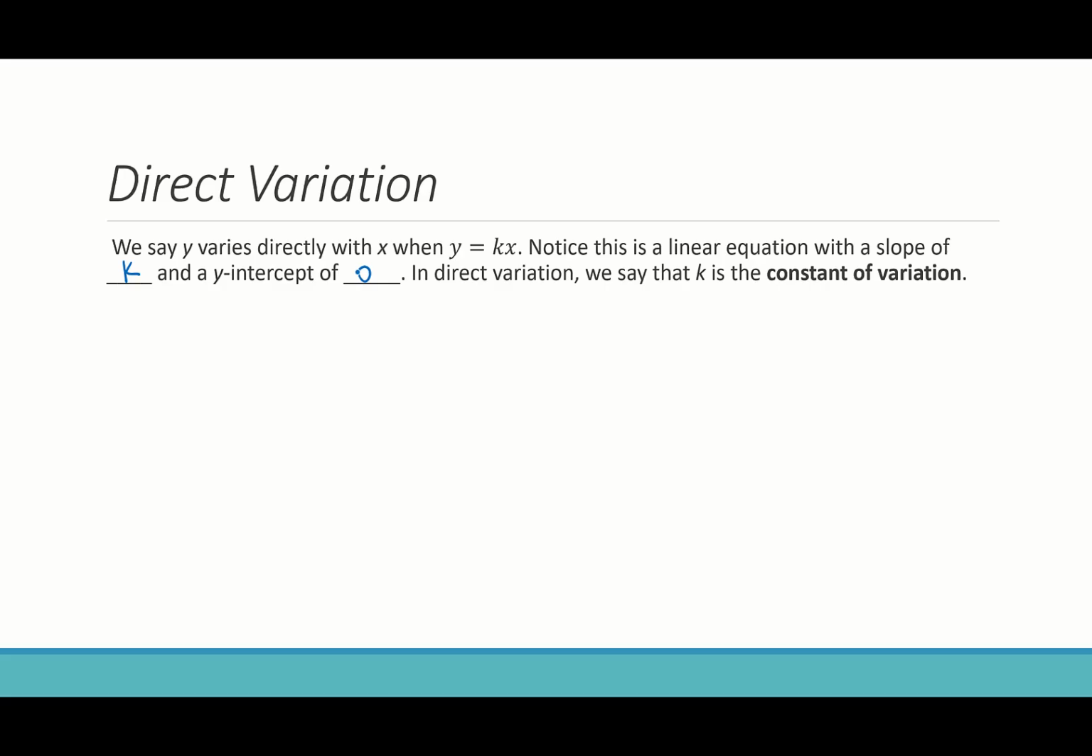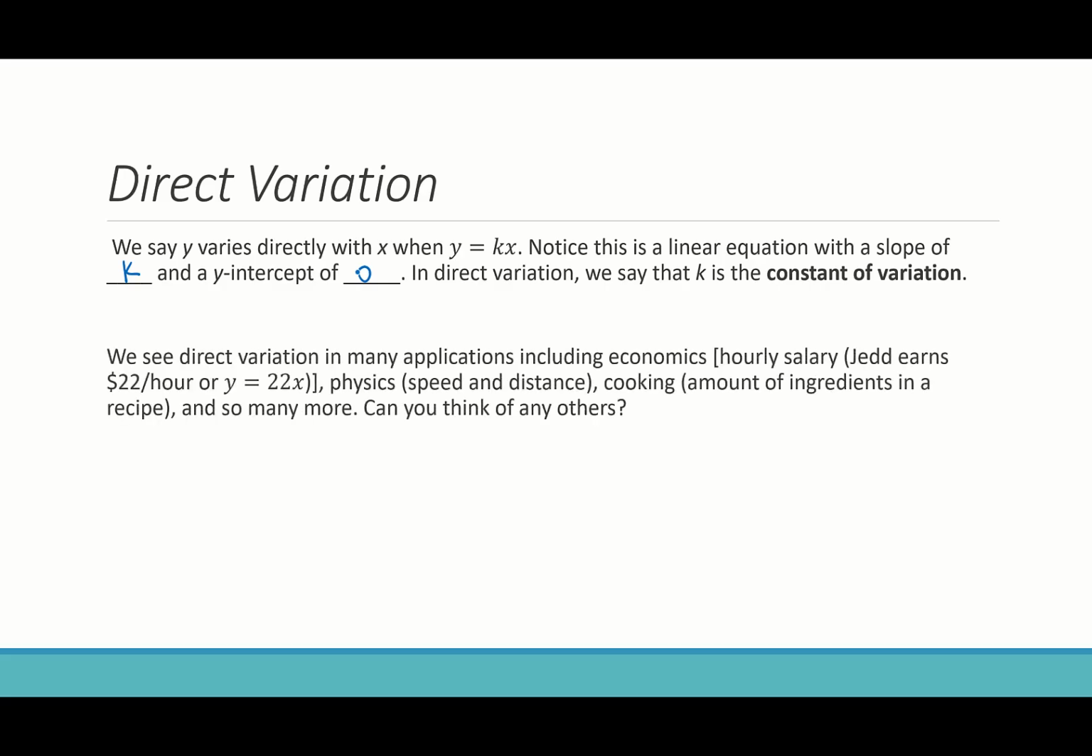In direct variation, we would say that k is the constant of variation. So linear equation, we call it the slope. Direct variation, we call it the constant of variation. We see direct variation in so many places in the real world, including economics. And the first example that comes to my mind is an hourly salary, right? So if you work 10 hours and your pay scale is $22 an hour, you're getting 22 times 10. And that's going to change. The 22 would be our constant of variation. And what's going to change is the number of hours that, in this case, Jed works, and then how much money you're earning based on how many hours you've worked.